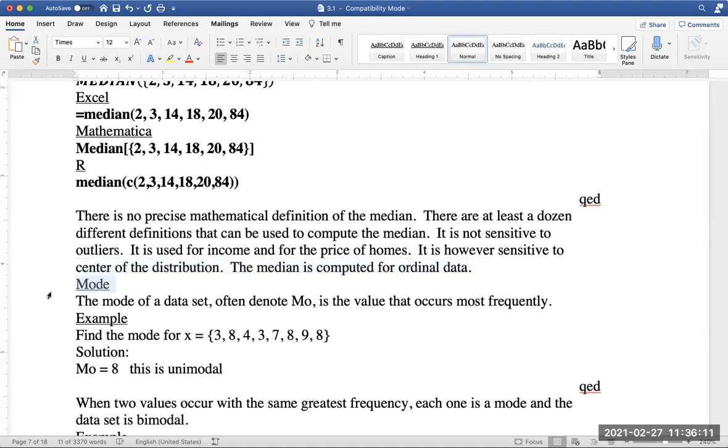So the mode. The mode, sometimes denoted by MO, is the value that occurs most frequently. So let's find the mode of 3, 8, 4, 3, 7, 8, 9, 8. So 8 occurs 3 times. So this is the mode. So my mode is 8. It is unimodal because there's only one answer.